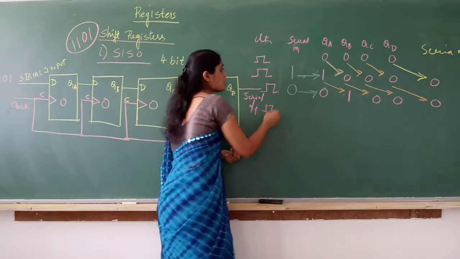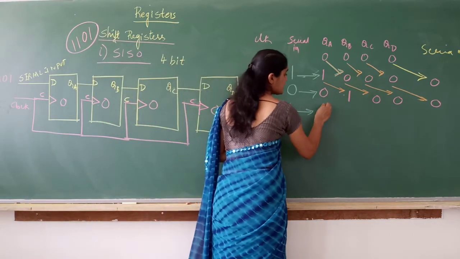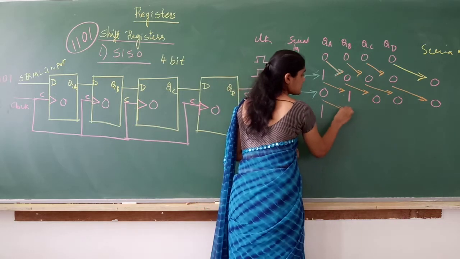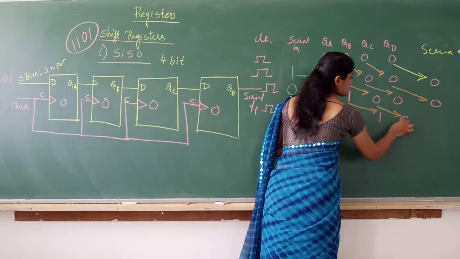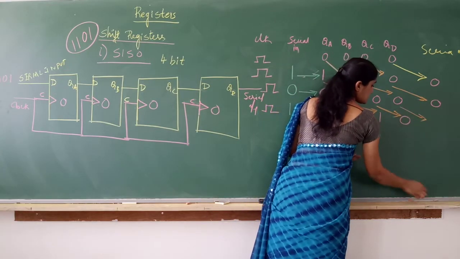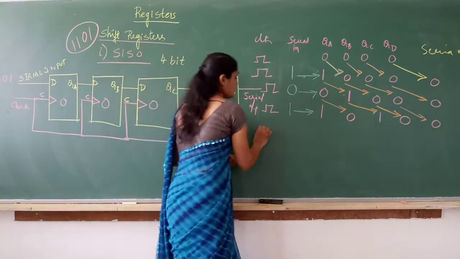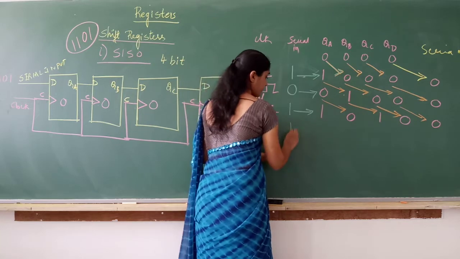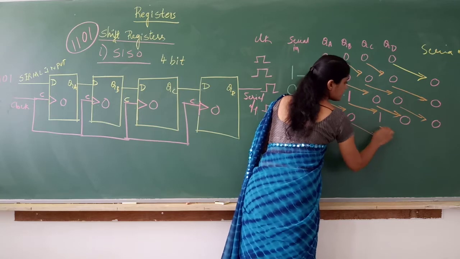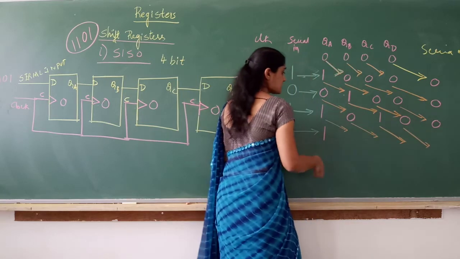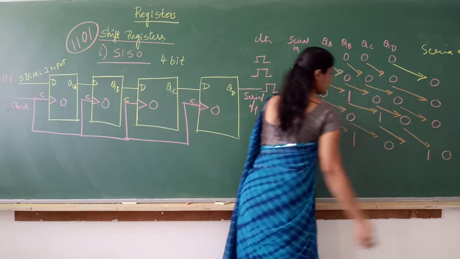One more clock pulse. What is the next bit you are giving? 1. This 1 will come here, correct? And now shift. So 1, 0, 1, 0. The next bit that is coming out is 0. Right? And the last bit that you are giving is what? 1. And on the next clock pulse, you are giving 1. That 1 will come here. So this will shift here, this will shift here, this will shift, and this will come out, right? So 1, 1, 0, 1, 0, right?